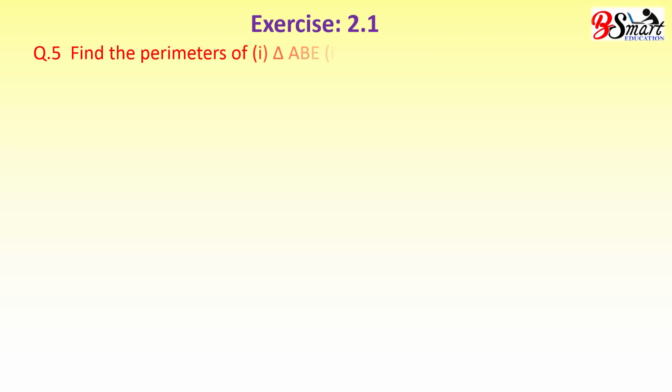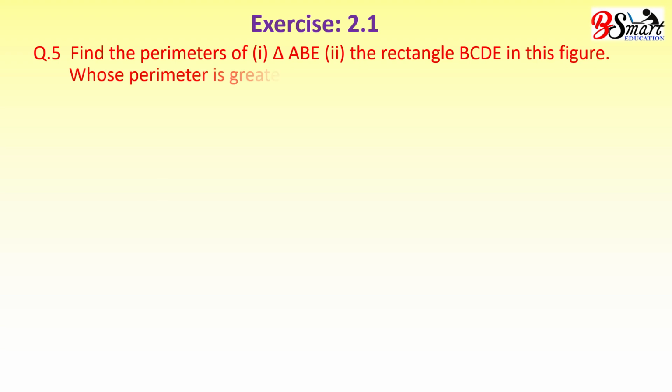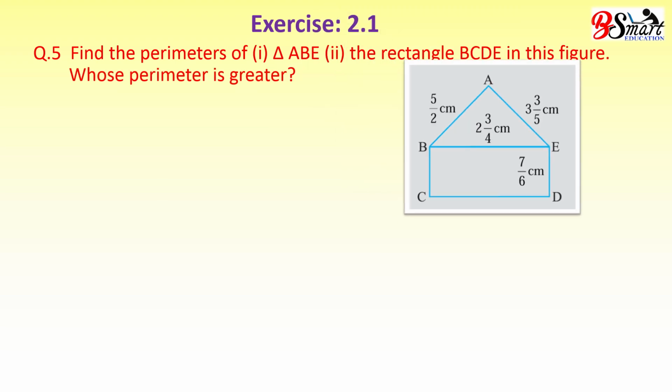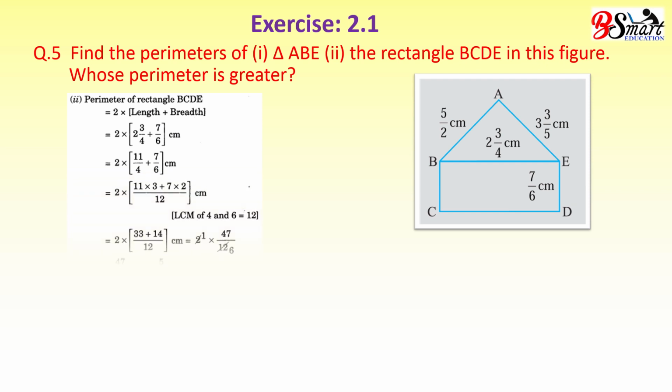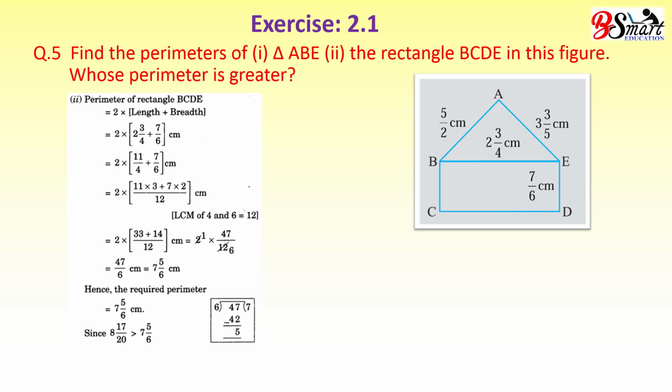Now question number 5, sub question number 2. In the same way, we will calculate the perimeter of rectangle BCDE. So we get 7 integer 5 by 6 centimeter. Since 8 integer 17 by 20 is greater than 7 integer 5 by 6, thus the perimeter of triangle ABE is greater than the perimeter of the rectangle BCDE.